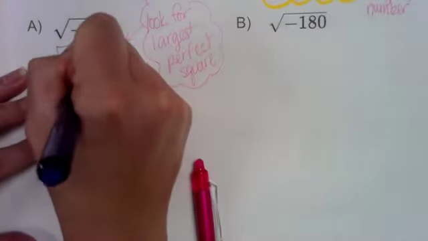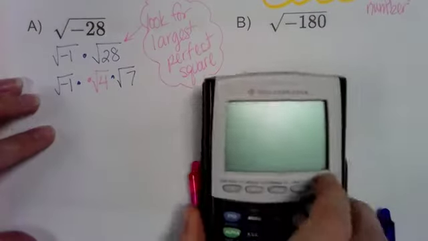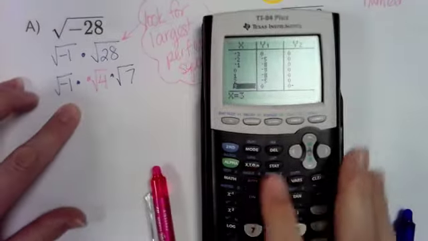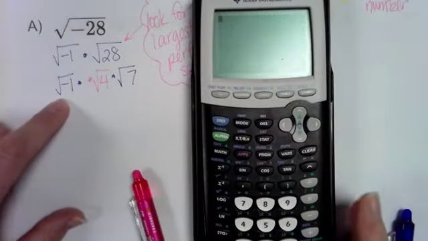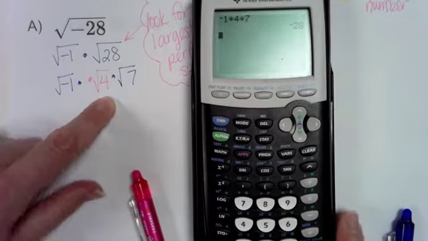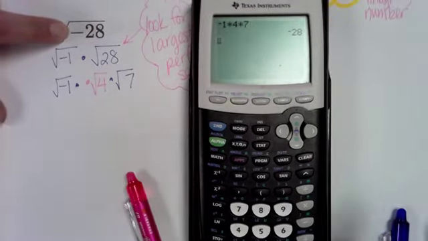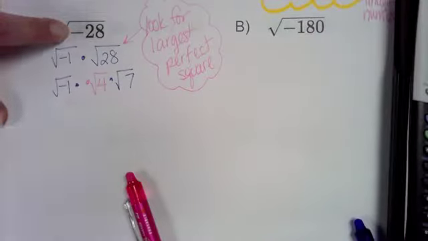And I still have this square root of -1 out in front. Now you'll notice all these things are connected by multiplication, and that's because -1 times 4 times 7 gets me right back to what I started with, -28. So all I'm doing is factoring. I'm finding the factors, okay?